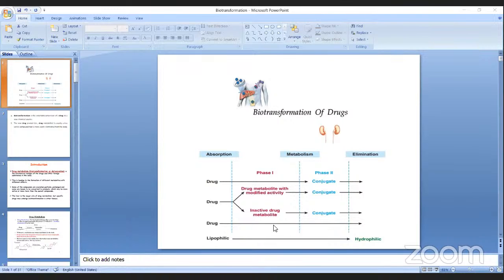So our aim is to eliminate the drug after its administration. The drug should be absorbed, distributed, and metabolized to produce inactive substances, and eliminated through urine or other systems. So you have to confirm the same thing.